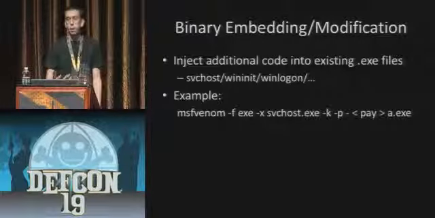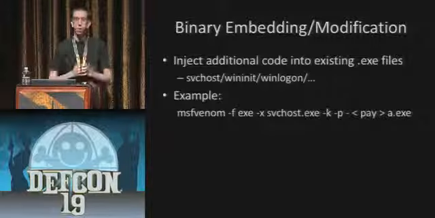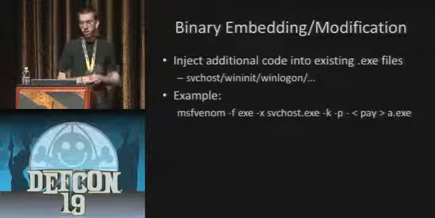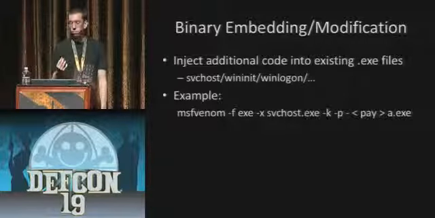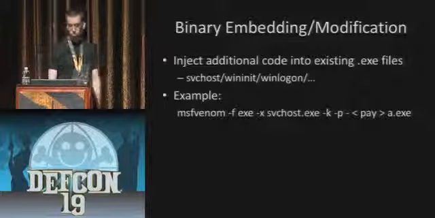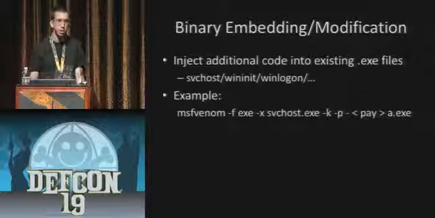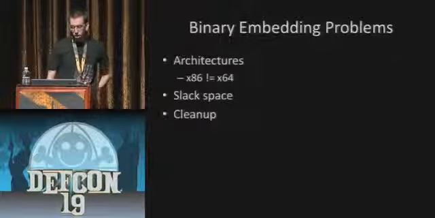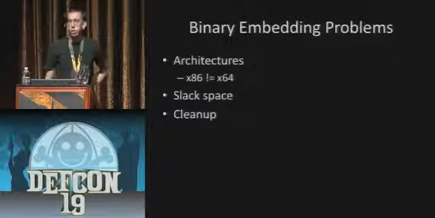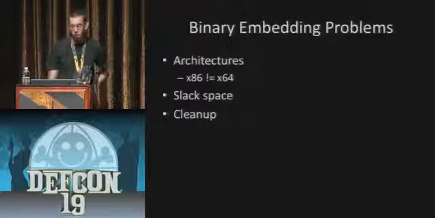So that brings us to binary embedding or modification. One thing you can do is take your shellcode and add a new section to the exe, embed it into one of these core boot processes, and then it will run. So I wrote some code in Metasploit. You can go ahead and do that with MSFencode or MSFvenom now, which is the new version. There are some problems with that. You can't straight up do this because if you have your x86 shellcode and you drop that into your x64 process, you will get a crash, which will then give you a blue screen, which will then get you sued.